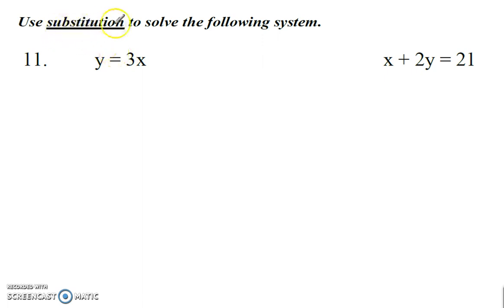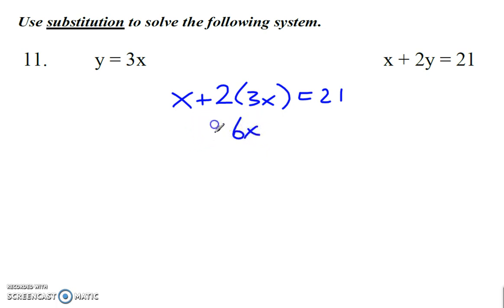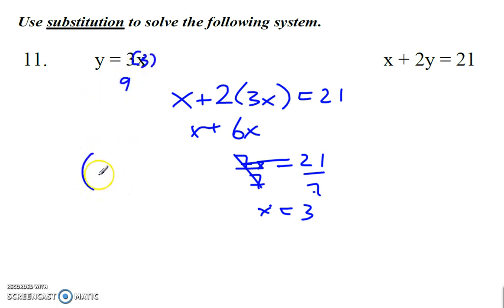Okay, this says use substitution, but it doesn't matter which one you use. Whichever one you want to. Substitution happens to be the easier one, so I'm going to do x plus 2 times 3x is equal to 21. That's 6x plus x is 7x is equal to 21. Divide by 7. And x is equal to 3. Plug that in here. 3 times 3 is 9, so my answer is 3 and 9.